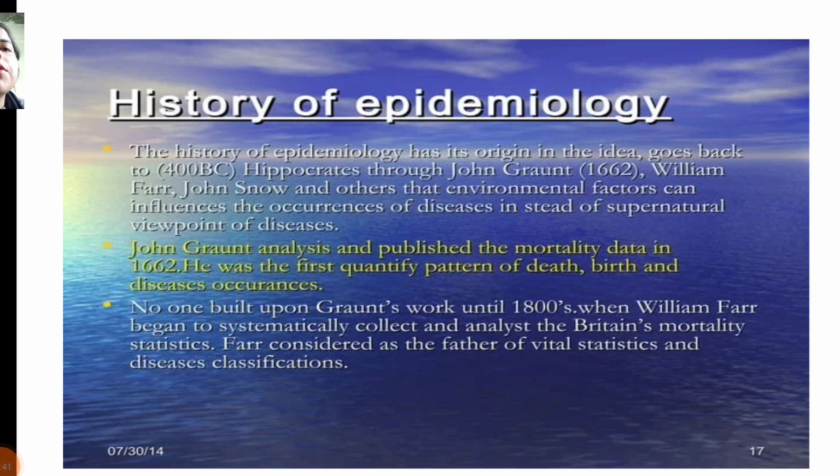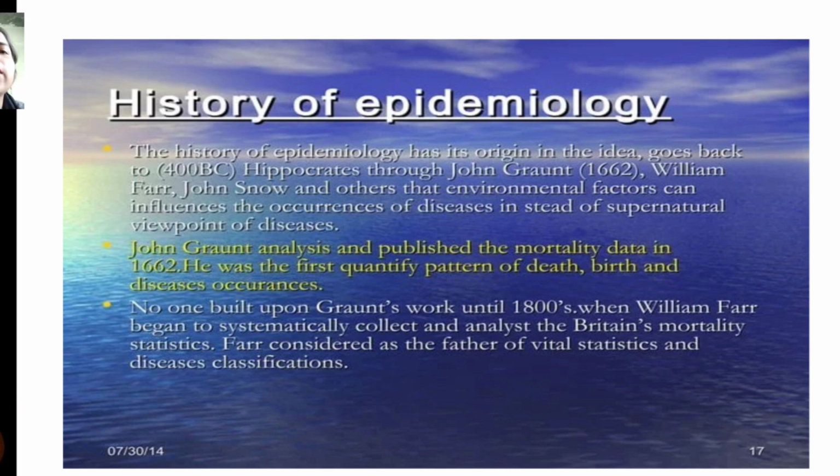The history of epidemiology has its origin in the idea that goes back to Hippocrates, through John Graunt, William Farr, John Snow, and others, that environmental factors can influence the occurrence of disease instead of supernatural viewpoints of disease. John Graunt analyzed and published mortality data in 1662. He was the first to quantify patterns of death, birth, and disease occurrence.